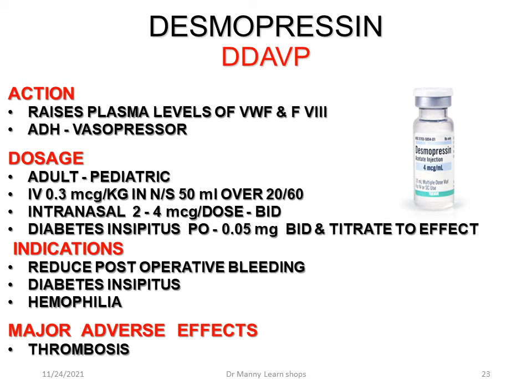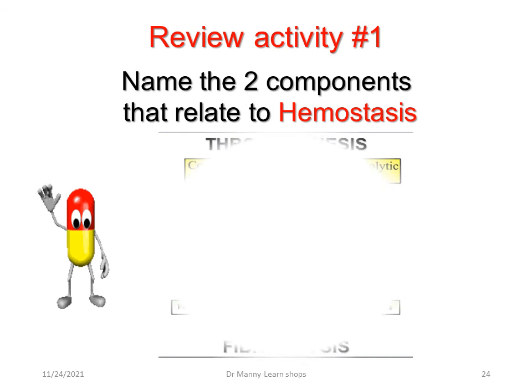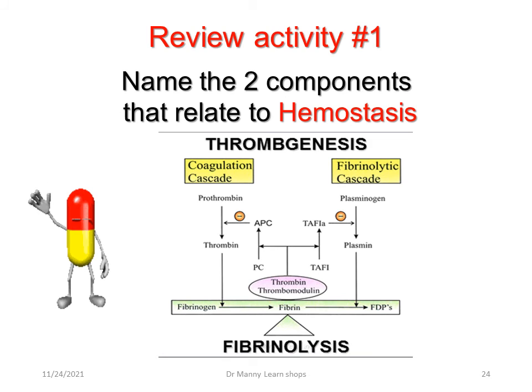Indications are to reduce postoperative bleeding. It's used in diabetes insipidus, and it can be used for haemophilia. The major adverse effect, however, is thrombosis. So let's review. Can you name 2 components that relate to hemostasis? The 2 components are thrombogenesis and fibrinolysis.